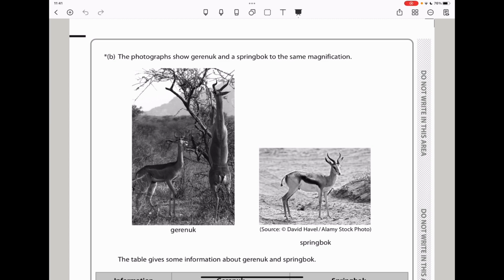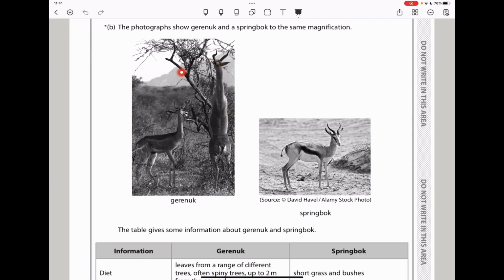Here they say, the photographs show Garanox and a Springbok to the same magnification. So we can see the Garanox are actually bigger. If this is the same magnification, these are bigger in comparison to that. And we can see the horns here are smaller while these horns are longer. We can see even their physical appearance, the color. You can see this white material is a little lower in the belly while this is around the surface.